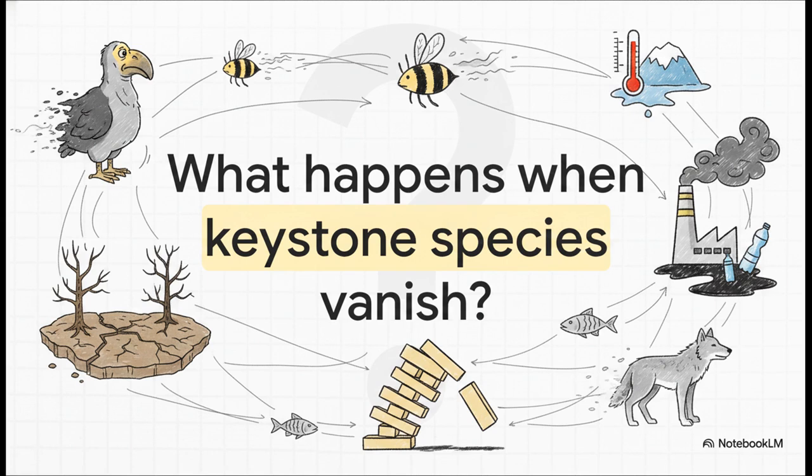Which leaves us with a pretty provocative question to end this explainer on. We've seen how vital every organism's niche is. We know that everything is completely interconnected in these delicate food webs. So, what actually happens to the stability of our entire biosphere when the keystone species start to vanish? It's definitely something to think about as you review these notes.